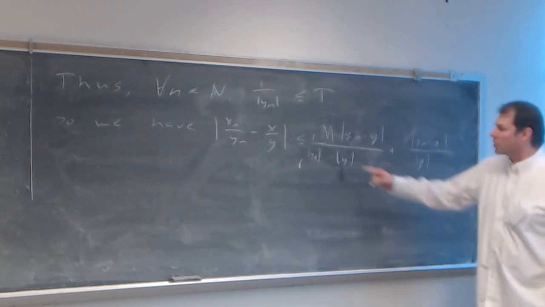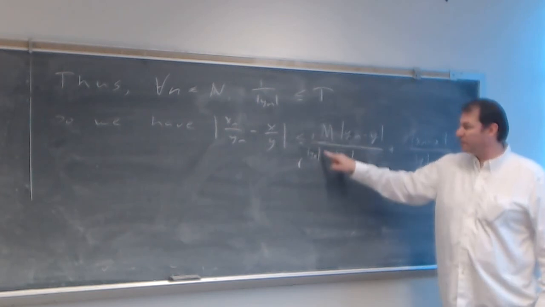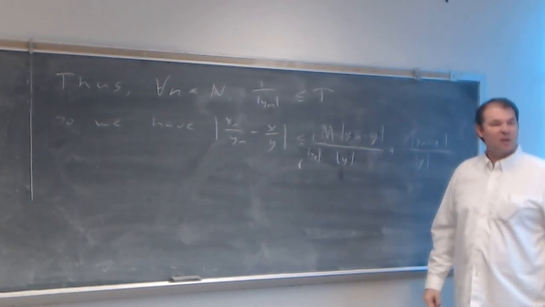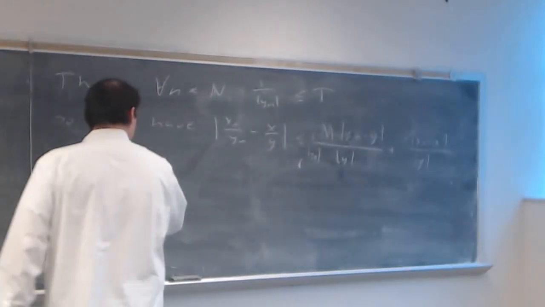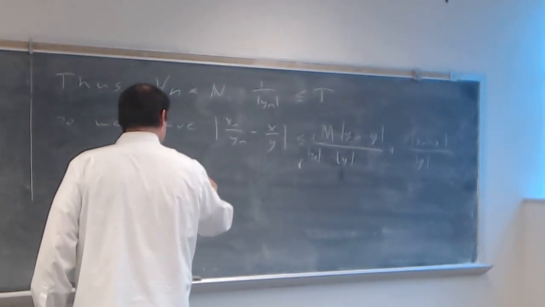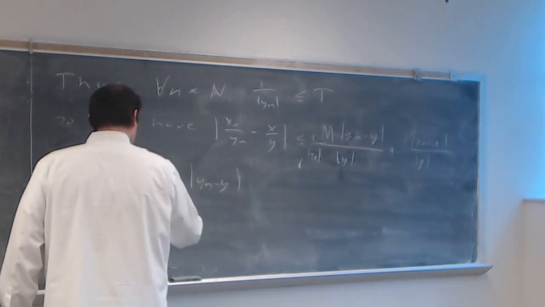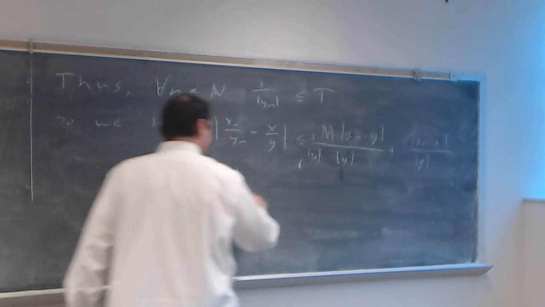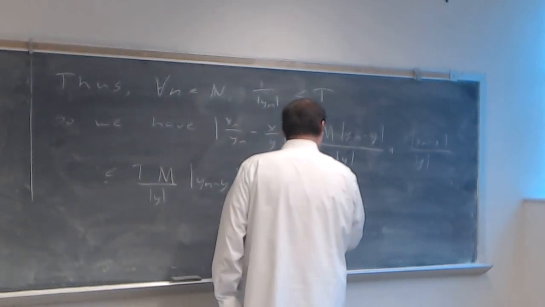Yes. And so, look, this part right here, 1 over the absolute value of y sub n. What can I replace it with that makes it bigger? T. So this will be less than or equal to t times m times the absolute value of y sub n minus y, and let's put over the t times m, the absolute value of m, plus x sub n minus x over the absolute value of y.